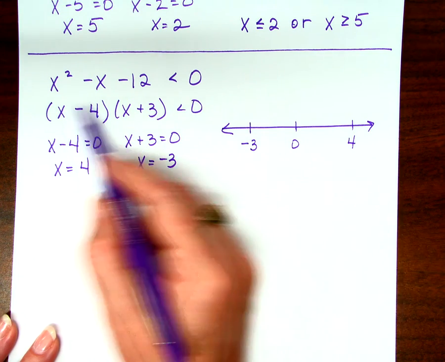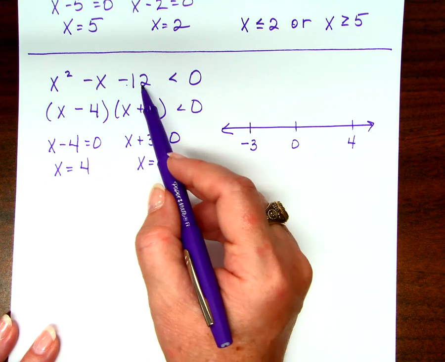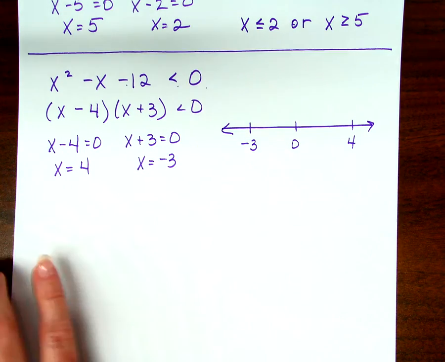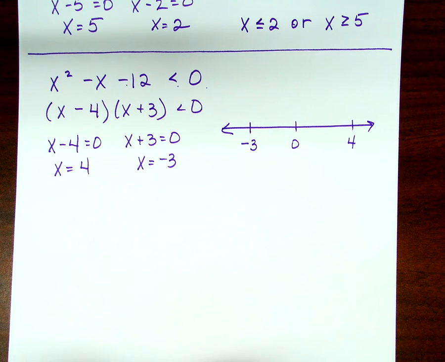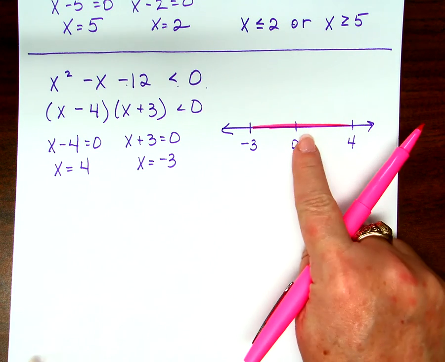Take the 0, plug it in, right? 0 squared is 0, minus 0 is 0. So negative 12 is less than 0. That's true, right? So it's true where the 0 is. So that part is for sure shaded.